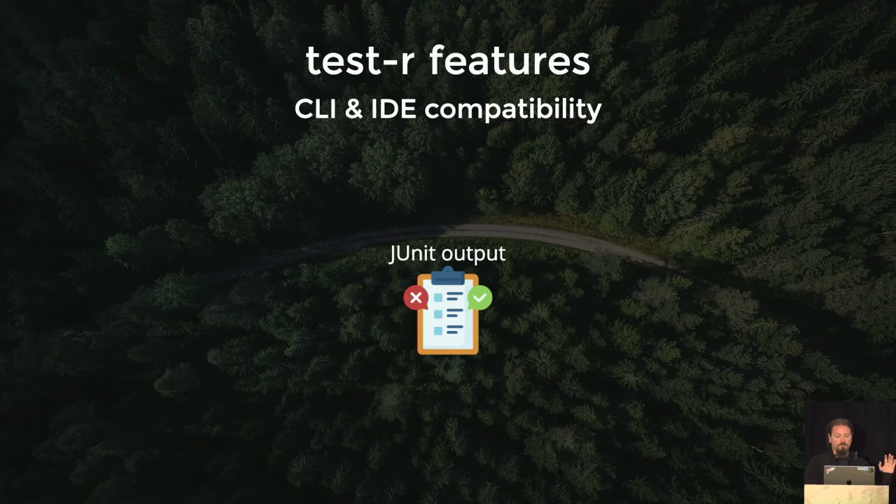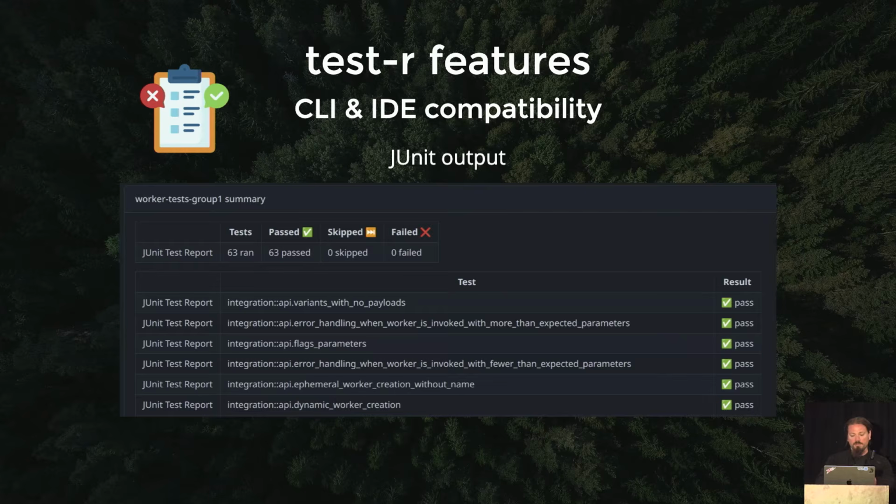It also has support for the JUnit output in the same way as the built-in test framework, but no need to use an unstable version of Rust for that. And this is an example of using this feature to show a test report in our GitHub Actions CI.